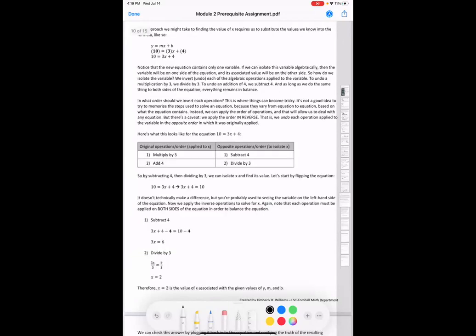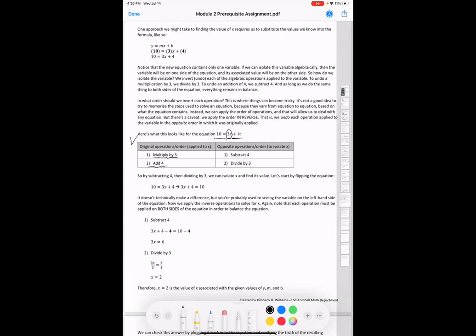The way we find x equals something, we need to follow the table here. First, identify the operation or the order applied to x. In this expression, the order applied to x: the first one is multiplication, so multiply by 3, and then it's plus 4. You need to follow PEMDAS. Next one is add 4.